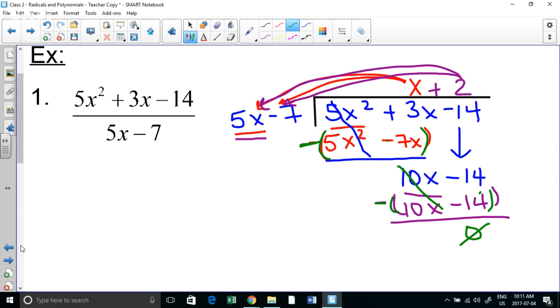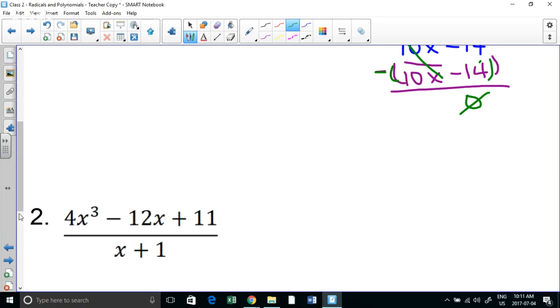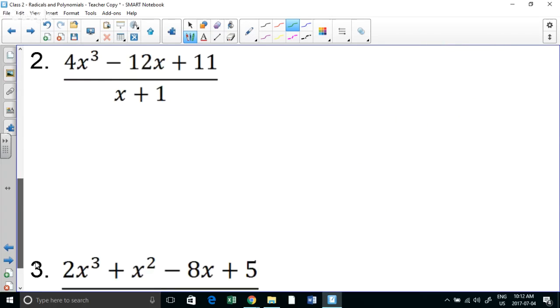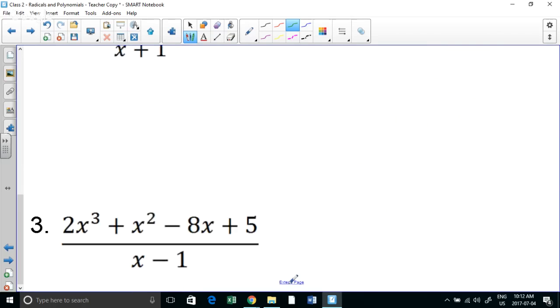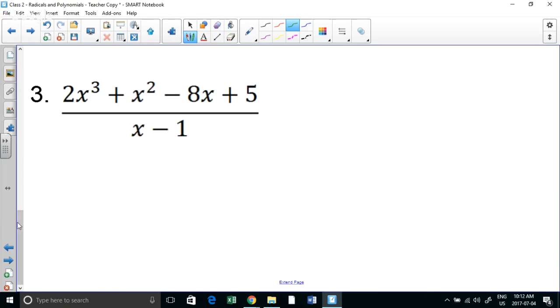We're going to do pretty much 3 more examples, hopefully until the end, just to give you an idea of what's going on. All right, so we're going to go down to number 3, and then I'll talk about number 2. Like I said, anytime you see this, write it out as long division. So you have x minus 1, and you have 2x cubed plus x squared minus 8x plus 5.